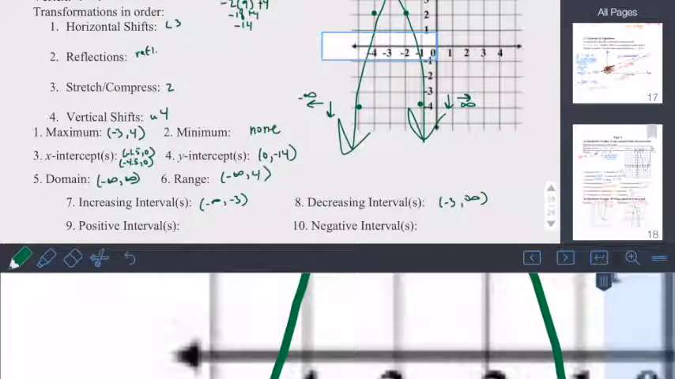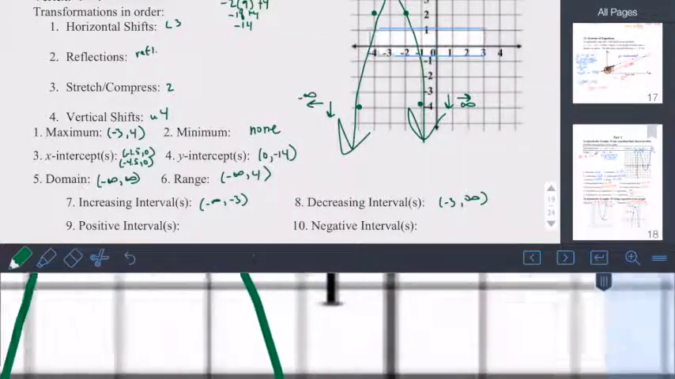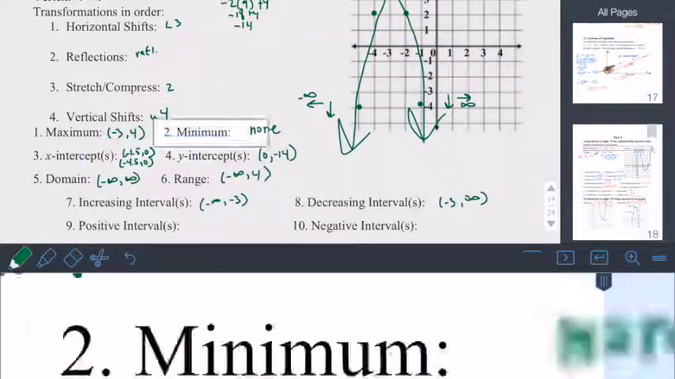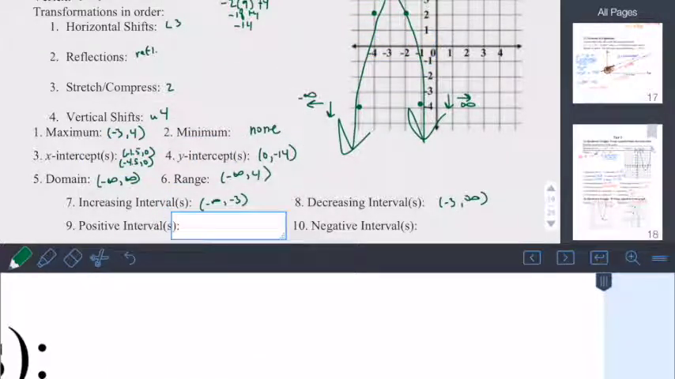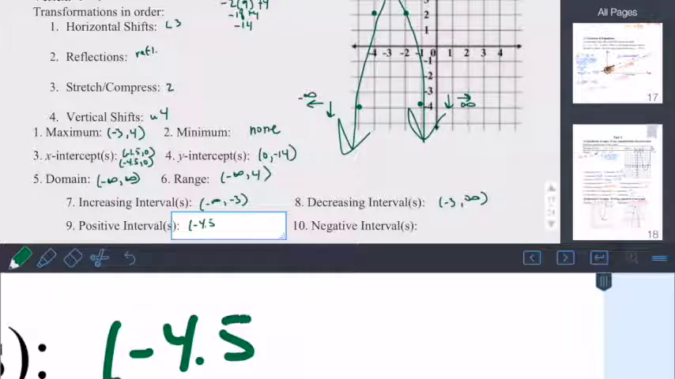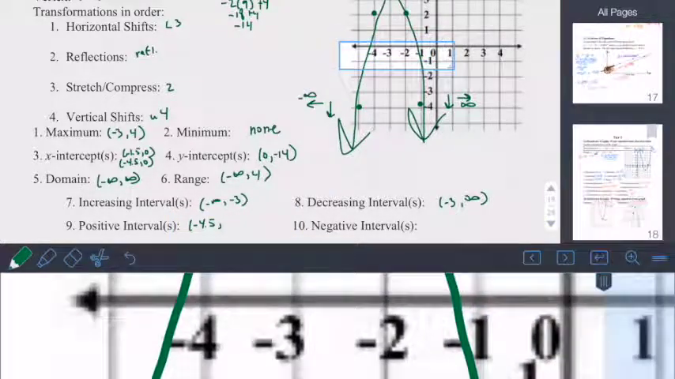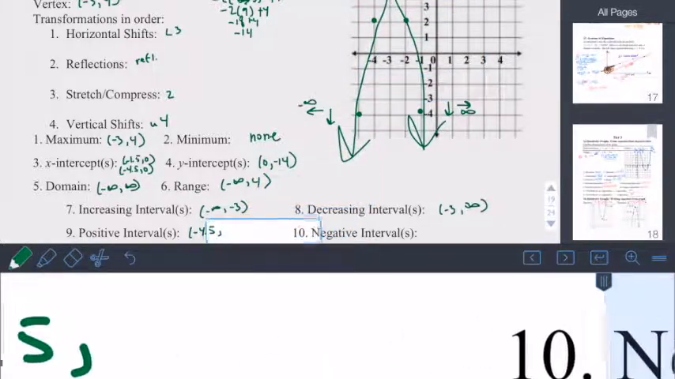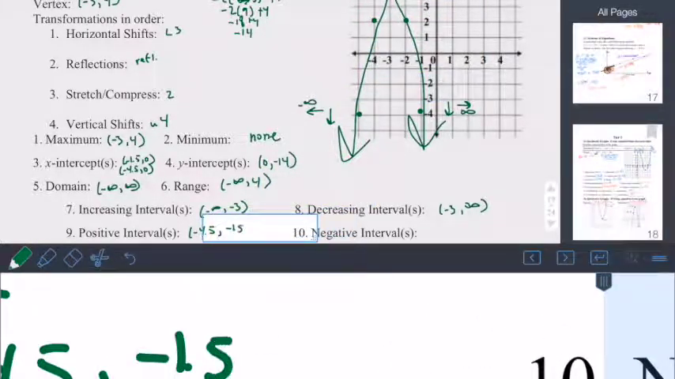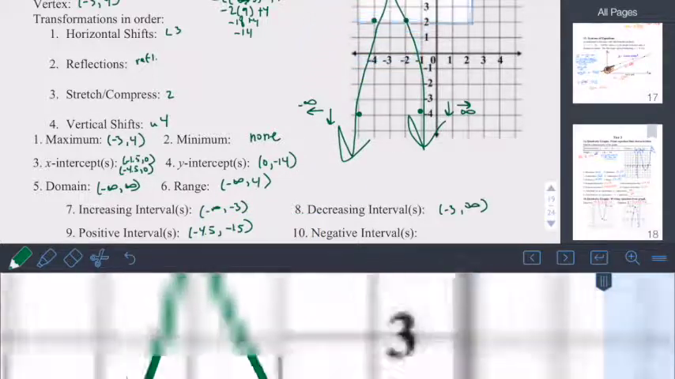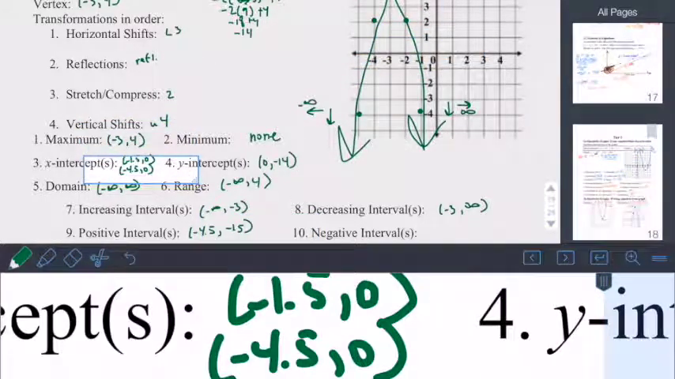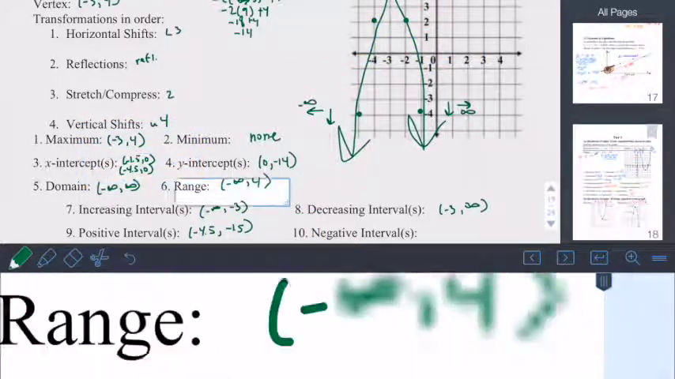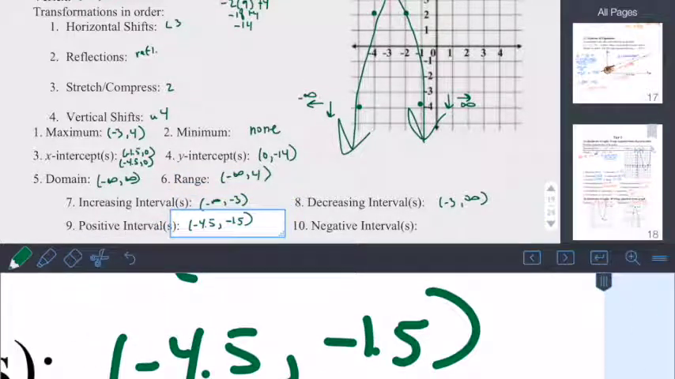It's positive, well, it's above 0 on my y-axis from that negative 4.5-ish until negative 1.5-ish. Again, I didn't draw it great. But that's where it's above the x-axis according to my intercepts. So if I get my intercepts wrong, I can still use them and get partial credit.